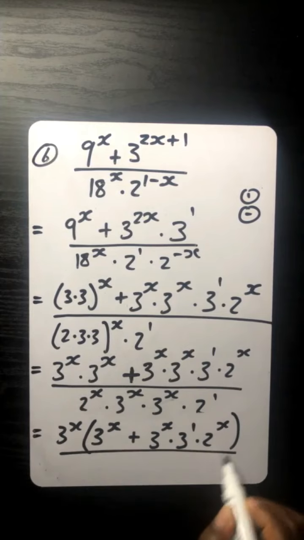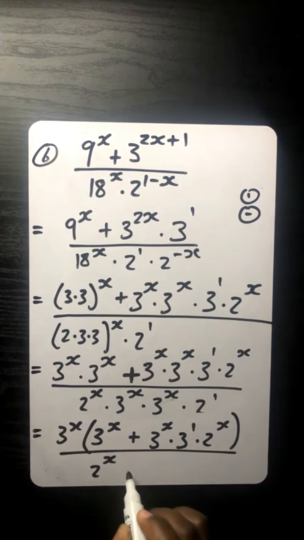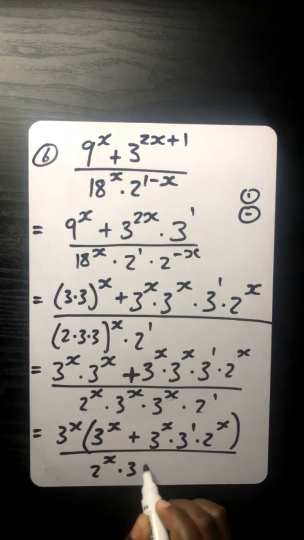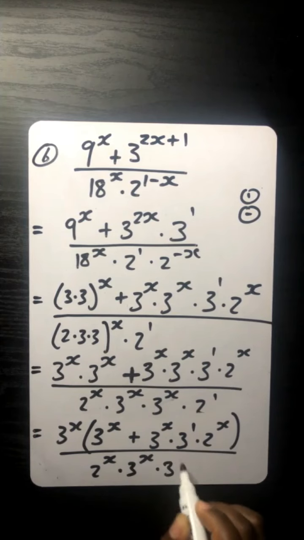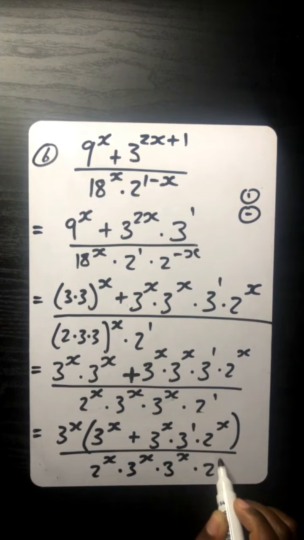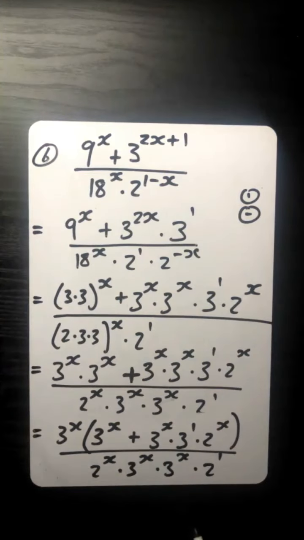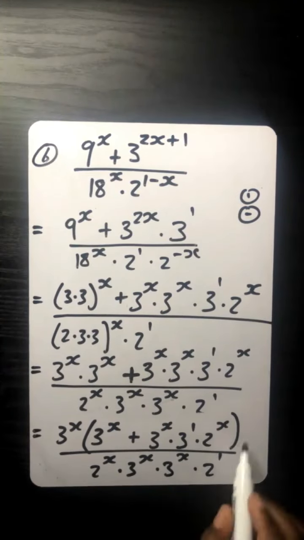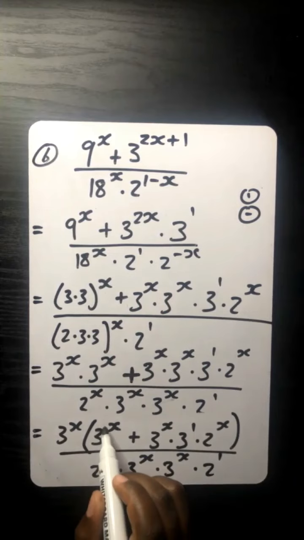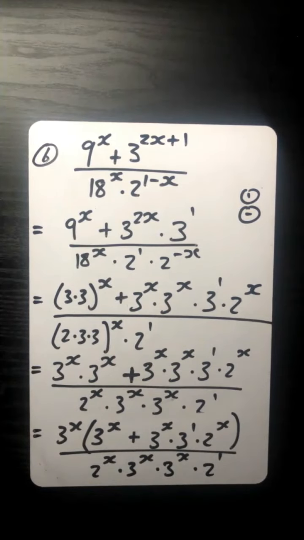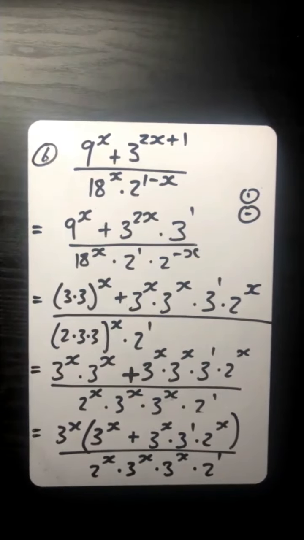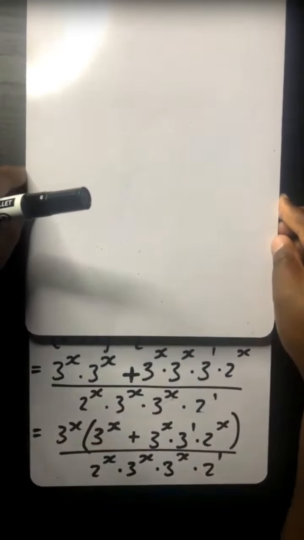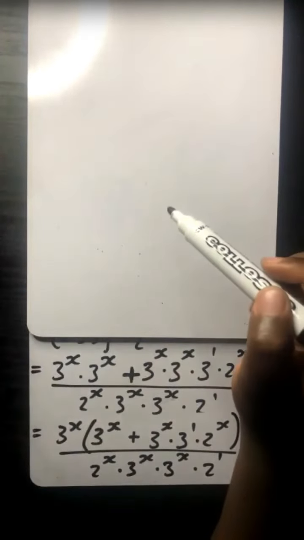The whole of this is 2 to the exponent x multiplied by 3 to the exponent x multiplied by 3 to the exponent x multiplied by 2 to the exponent 1. So this is what I meant, because at first I had 1 over there. Does it make sense in terms of what I've done over there? Yes, sir. So let me also show you the other way that I meant.